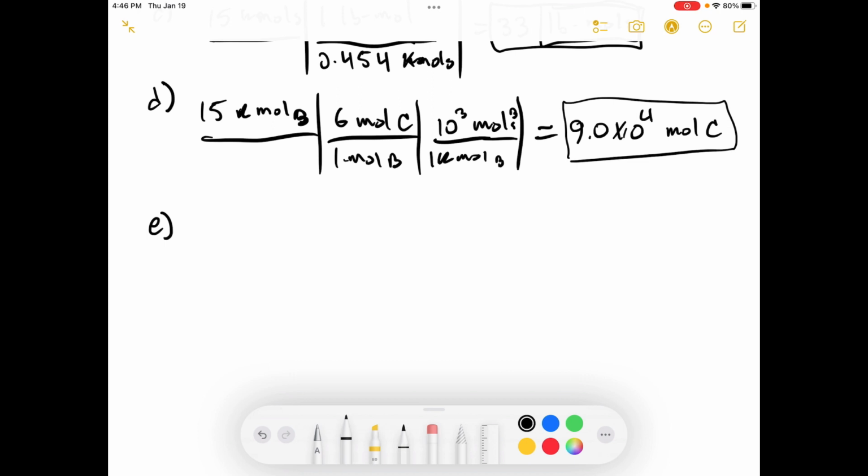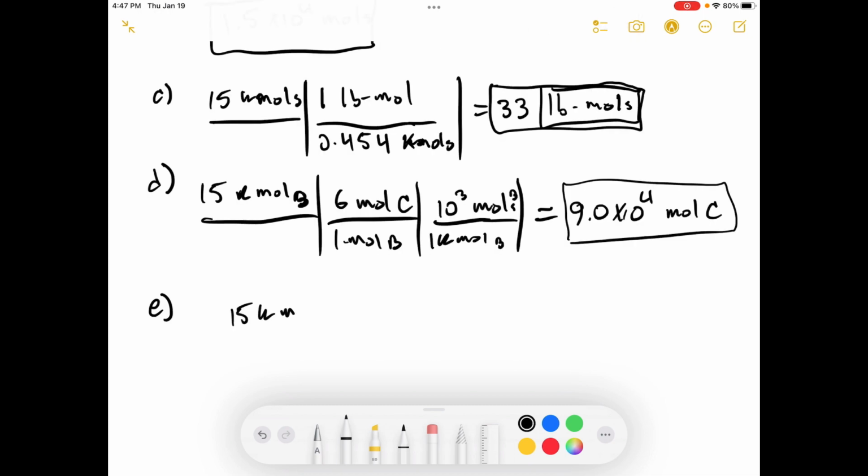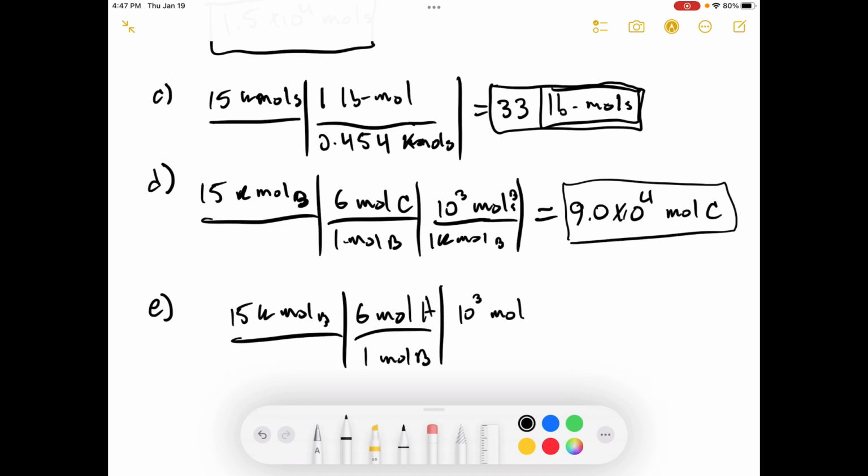Part E, we're doing the same thing, but we're doing it with hydrogen. Okay, 15 kilomoles of benzene. It's the same thing. Equals moles of hydrogen per 1 mole of benzene. And we've got 10 to the 3 moles of benzene per 1 kilomole of benzene. Okay. And so this equals the same thing.